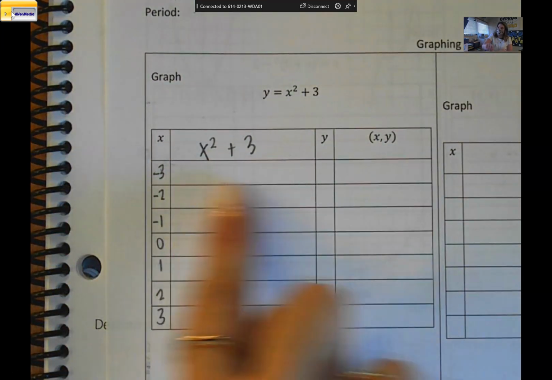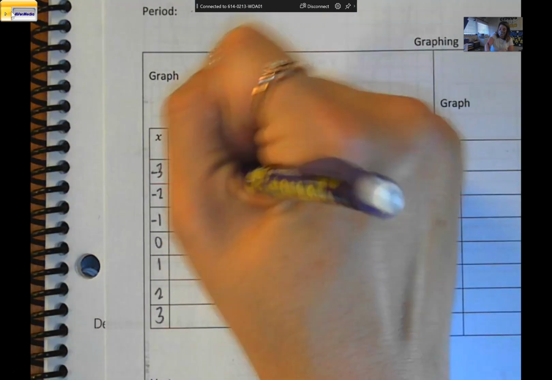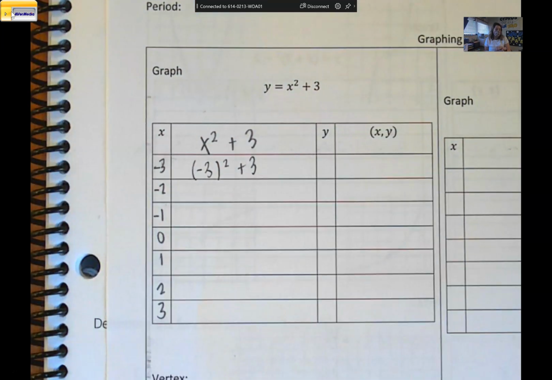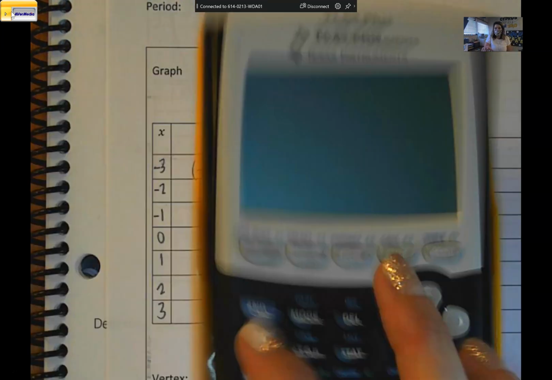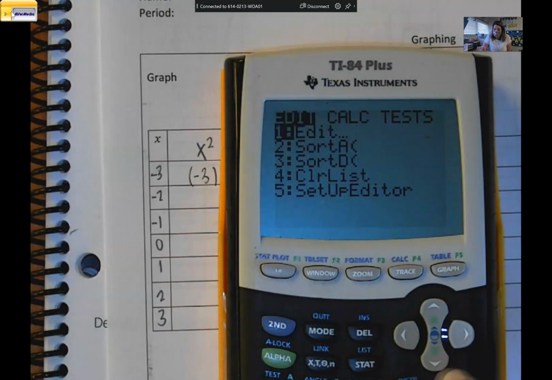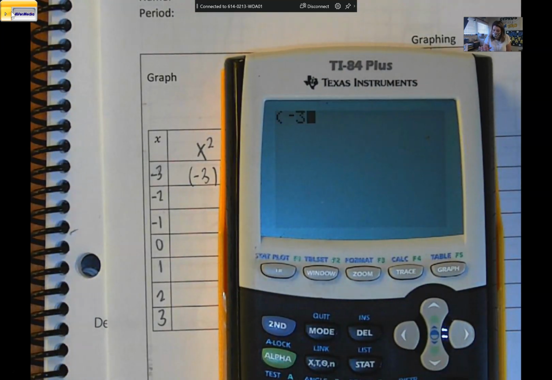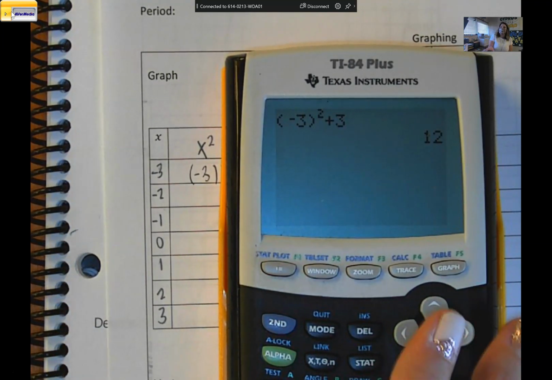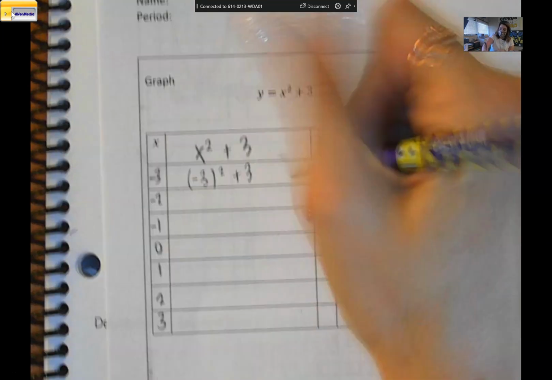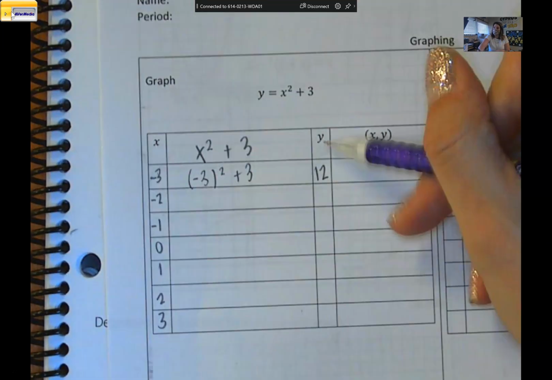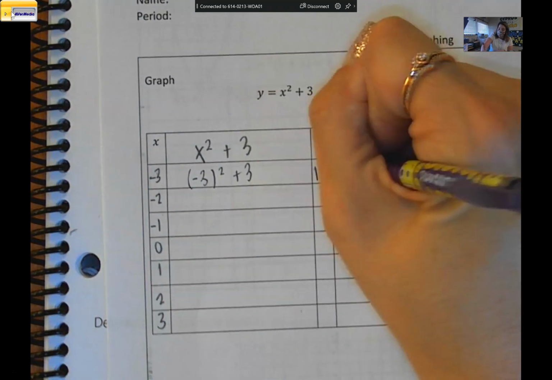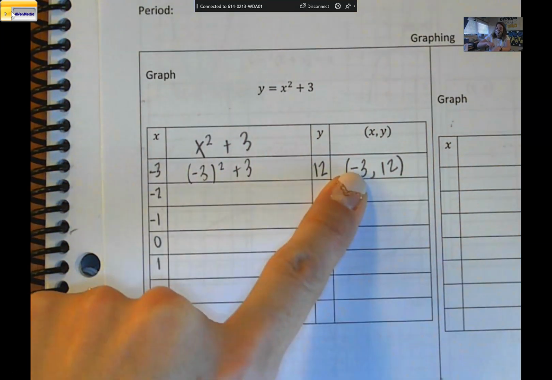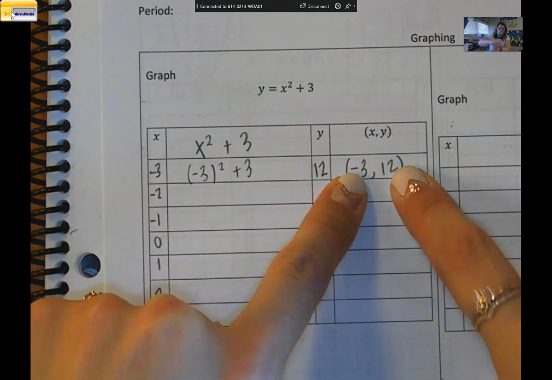So in this line right here, we're going to plug in -3 squared plus 3. So whatever calculator I'm using, I'll just use this big one. I'm going to plug in -3 squared plus 3, and I'm getting 12. So 12 is what I'm going to put in the y column. And now I can put those together to make a point on a graph. This was the x that I plugged in and the y that I got out.